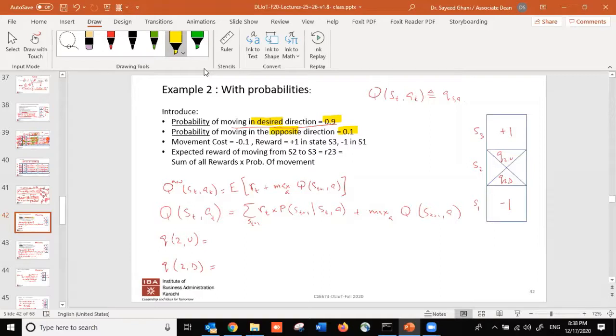There is also a movement cost, okay? And there's a final reward of +1 in state S3, okay? And there is a -1 reward of being in state S1, okay? So a very trivial example. But now it does have probabilities, okay? So let's see how you would calculate the values of Q. So this is now the expected value of the rewards.